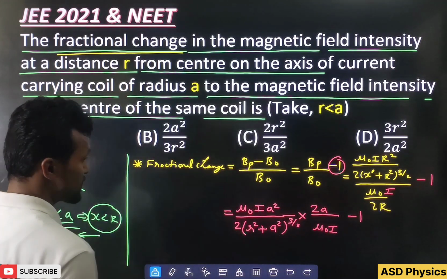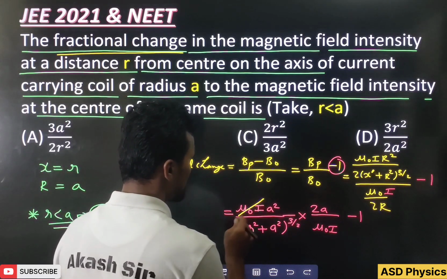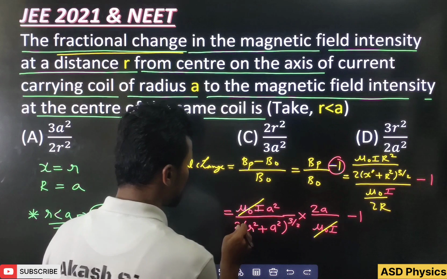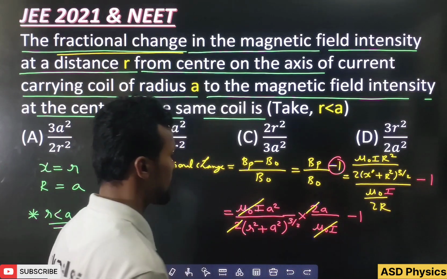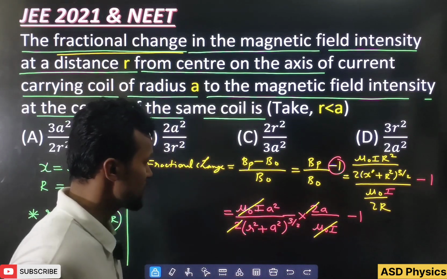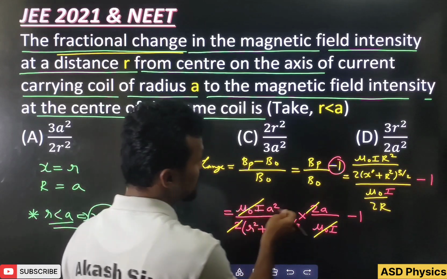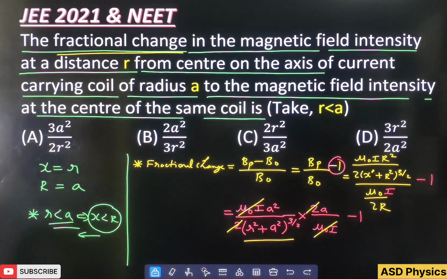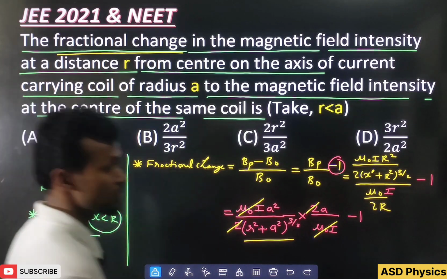Okay, so now let's see what are the things we can cancel here, students. See, this mu naught I and this mu naught I are cancelled. Okay, after that, see here, this 2 and this 2 are also cancelled. Now other things will be pending. In the numerator what is pending? A square into a cube downward this is pending, and minus 1. Now can you see here? Okay, fractional change we are calculating here.